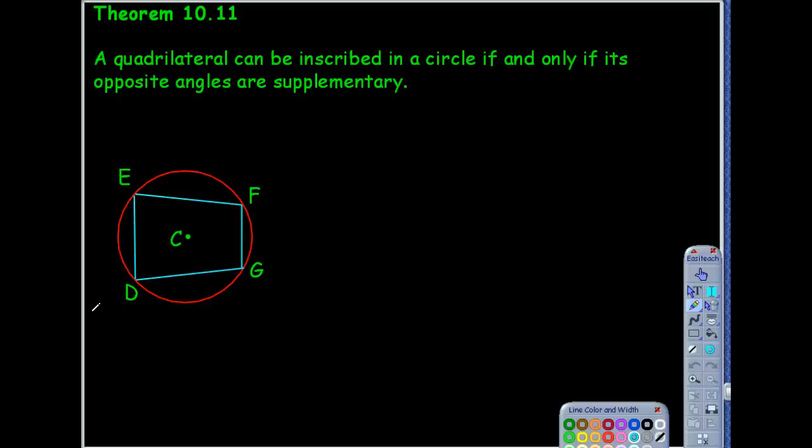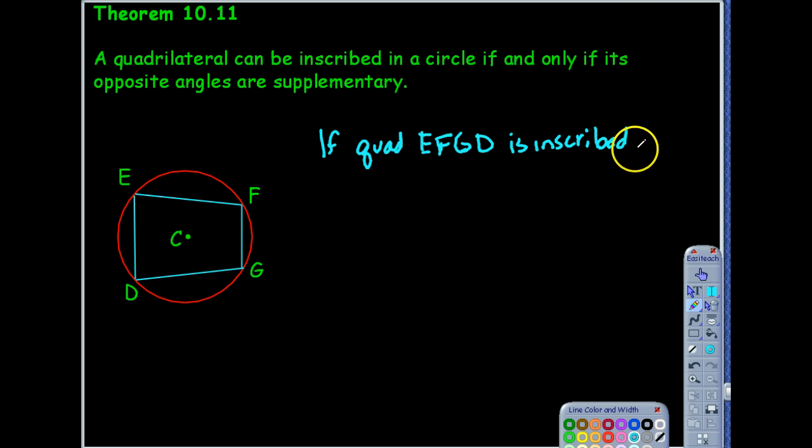All right, so first of all, if you're interpreting it forwards, that would mean if a quadrilateral is inscribed in a circle. Okay, so we do have a four-sided figure. If I gave you that the quadrilateral EFGD is inscribed, so all of its vertices are touching the circle. They're all forming inscribed angles. Exactly. Then we would be able to conclude what? That angle E and angle G are supplementary.